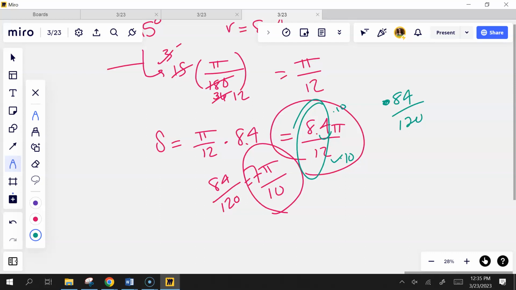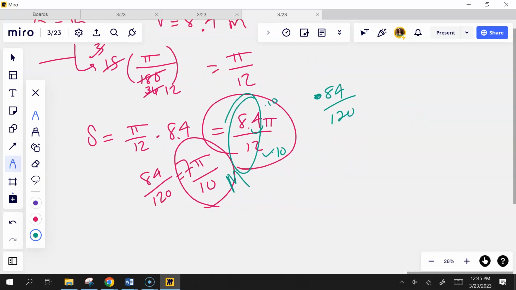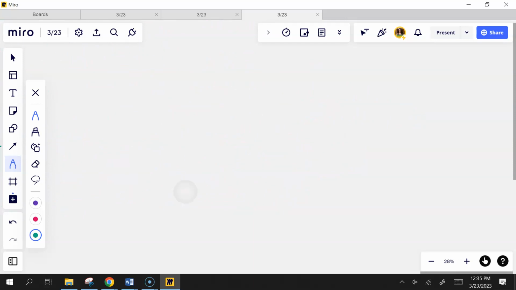Good job. Meters. All right, if you can do this one, then we'll move on to area. Find theta in both radians and degrees.